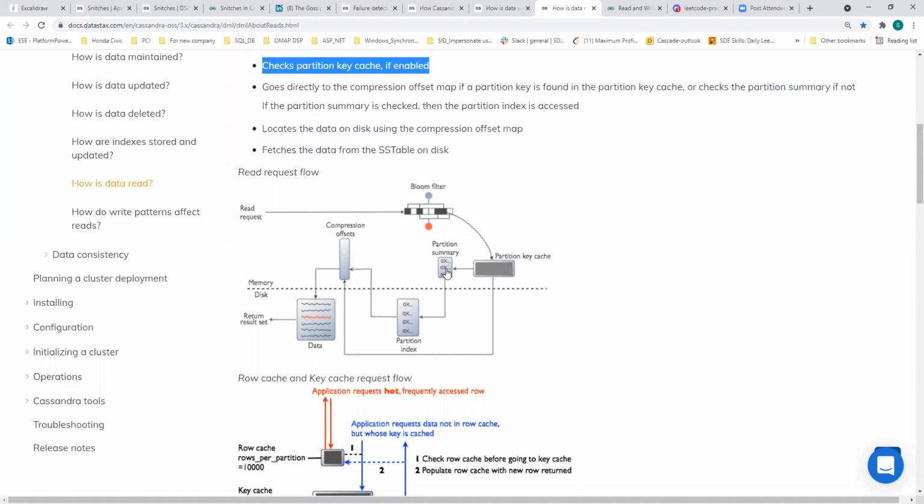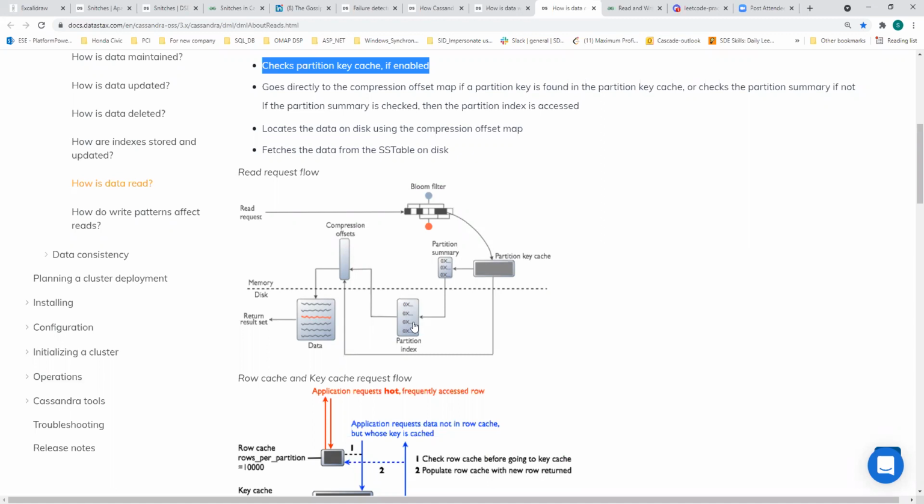So the partition summary is creating blocks of different partitions together, and then maybe it is doing a range-based partition, and the range-based partition starting token is stored in the partition summary. So if we don't find it in the partition key cache, then we look at whether our partition is present in any of those ranges, and based on whichever range our partition is present in, it can directly jump to that partition index offset.